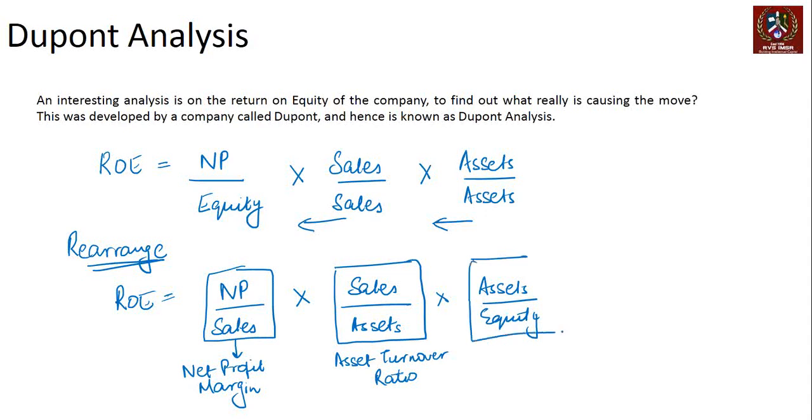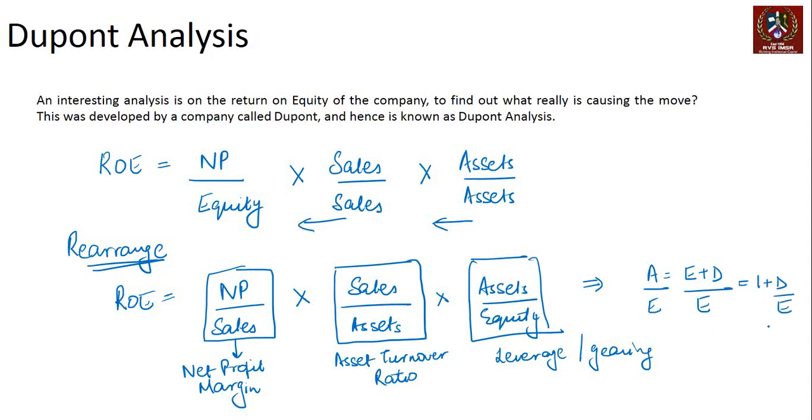And the third one, which is assets by equity, is known by multiple terms. It's also called the leverage factor. Some textbooks term it as gearing, right? I'll decode this a little bit further. In simple terms, assets of a company is nothing but equity plus debt, because equity plus debt should be total liabilities, largely, right? There are some other liabilities, but simplistically put, assets should be equal to equity plus liability. So assets by equity should be (E plus D) by E, which is nothing but 1 plus debt by equity.